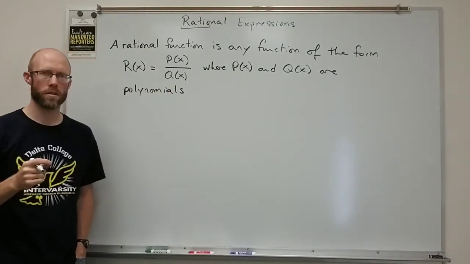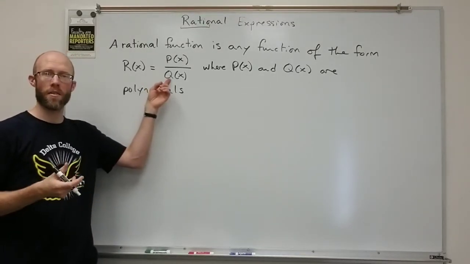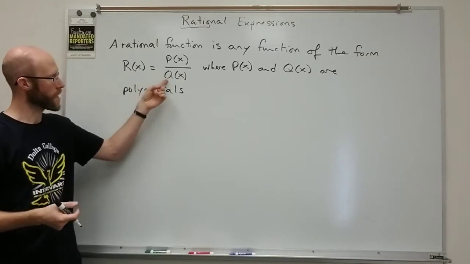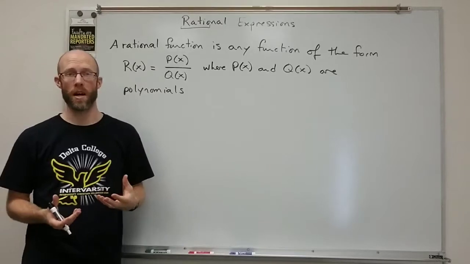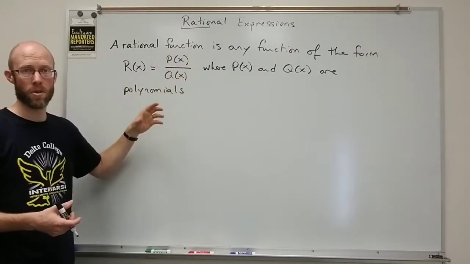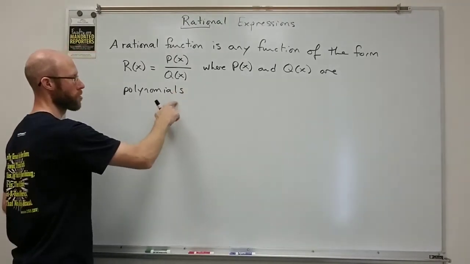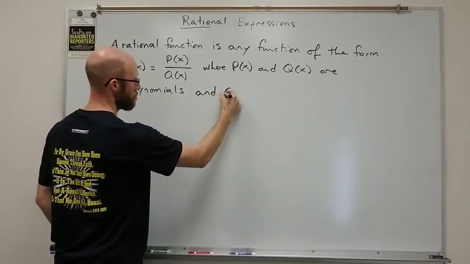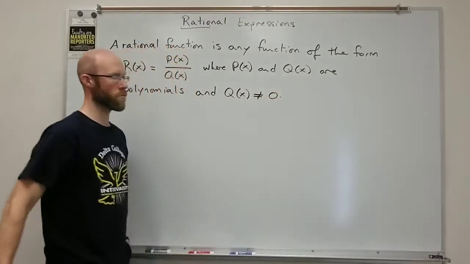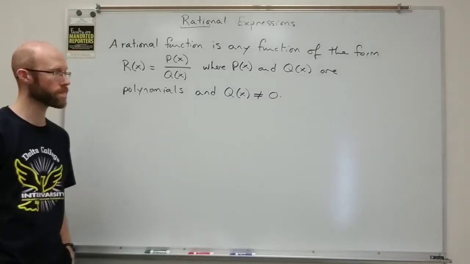And there's one really important condition. In a fraction, you can never have the denominator equal to 0. And if the denominator is equal to 0, you get an undefined value. So in a function, if the denominator is 0, it's also undefined. So p and q have to be polynomials, and that bottom polynomial, q of x, cannot equal 0. If it equals 0, you have an undefined value for the function.